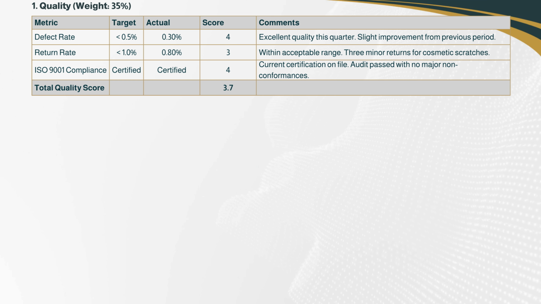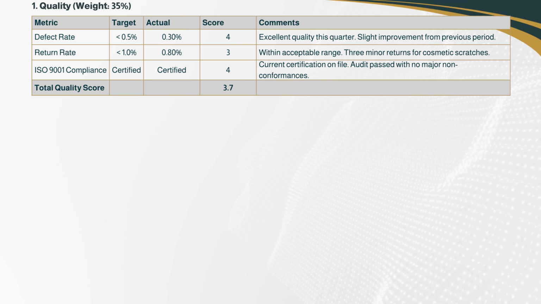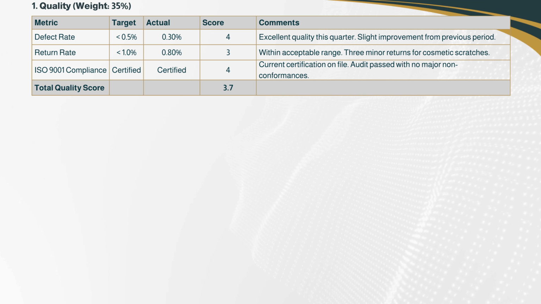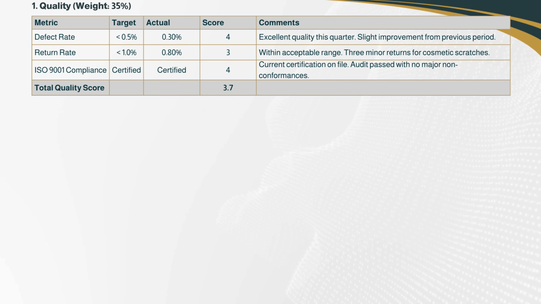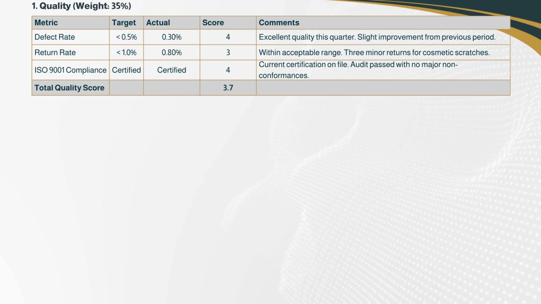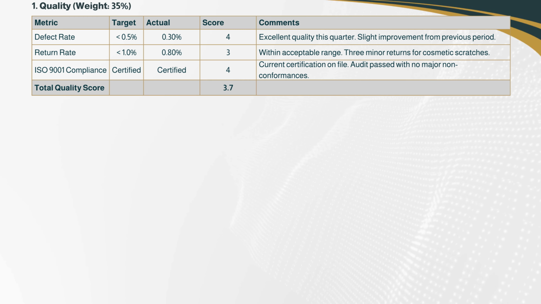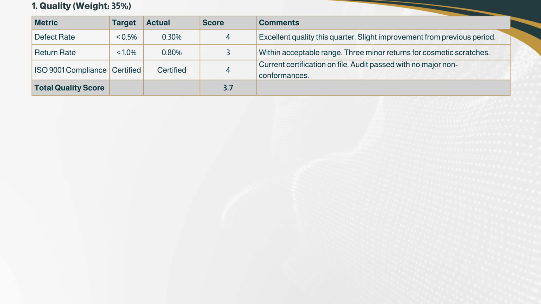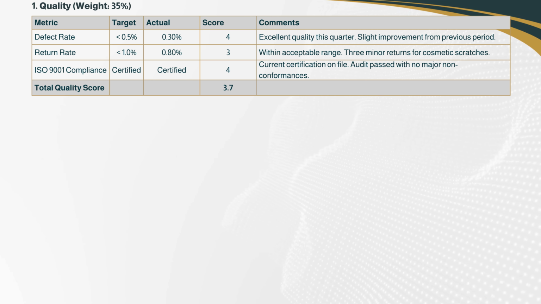1. Quality, weight 35%. Metric, target, actual, score, comments. Defect rate: target less than 0.5%, actual 0.3%, score 4. Excellent quality this quarter. Slight improvement from previous period. Return rate: target less than 1.0%, actual 0.8%, score 3. Within acceptable range. Minor returns for cosmetic scratches. ISO 9001 compliance: certified, score 4. Current certification on file. Audit passed with no major non-conformances.